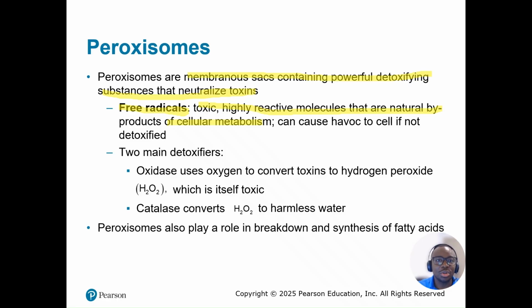There are two main detoxifiers in peroxisomes: oxidase and catalase. Oxidase uses oxygen to convert toxins to hydrogen peroxide, which is also harmful. Catalase converts hydrogen peroxide to water, which is harmless. Peroxisomes also play a major role in breakdown and synthesis of fatty acids.